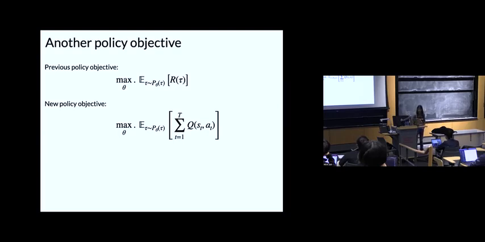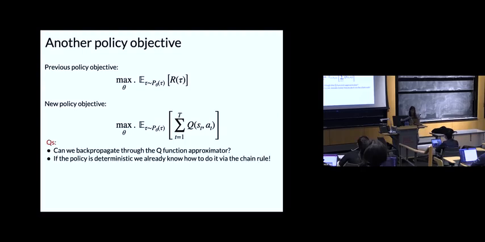Now the Q function, we know the Q function, that's a big difference, right? So the reward function we do not know, but the Q we estimated. It's not the correct Q, but we have an estimate of it. The question is, for you, can we backpropagate through that Q function approximator? And the answer is yes, we can, because it is differentiable.